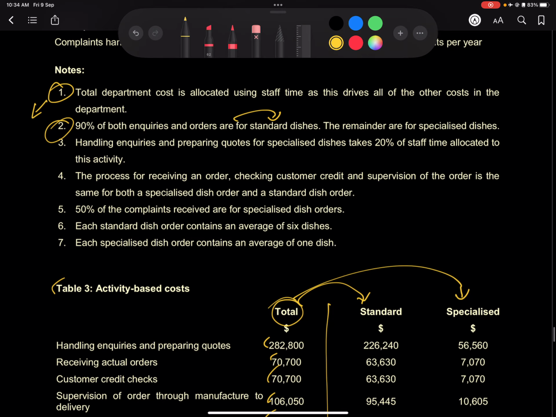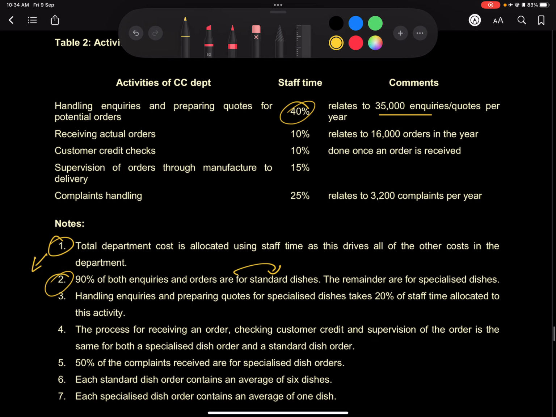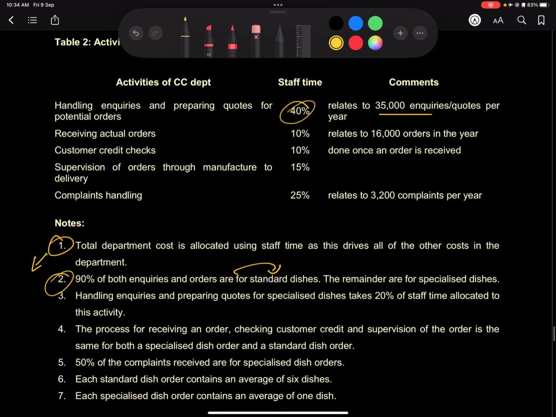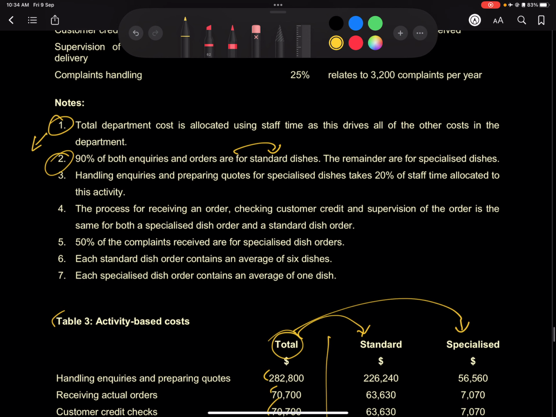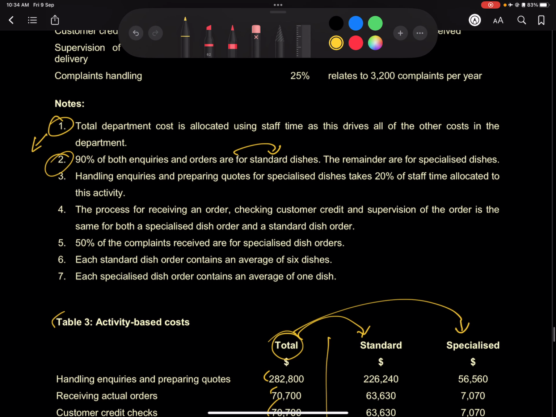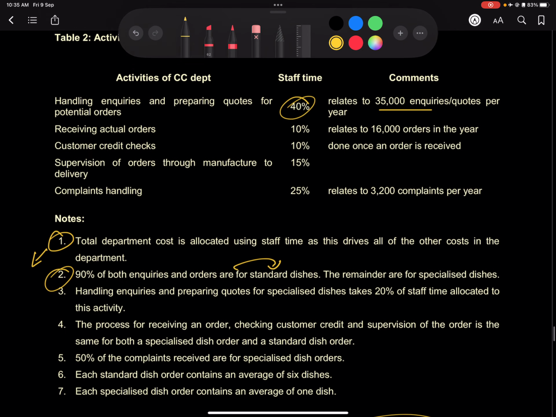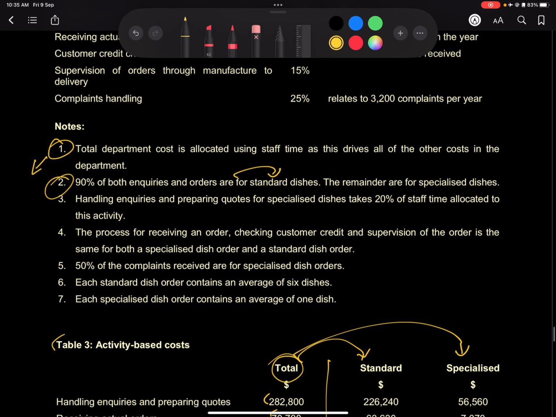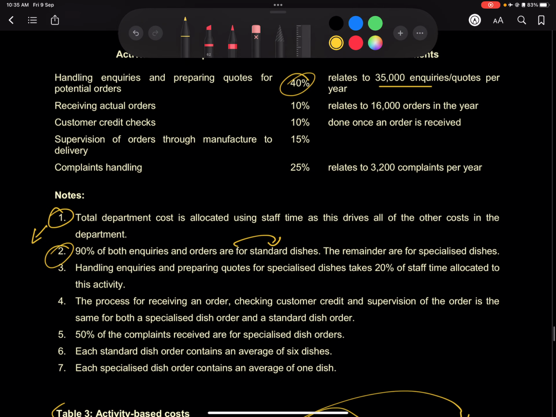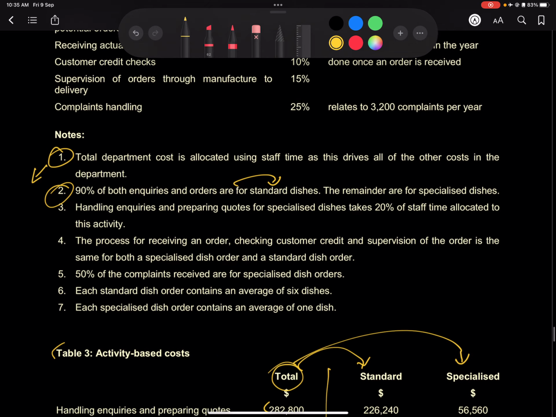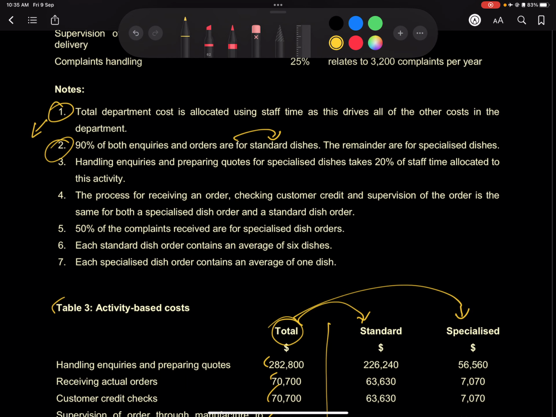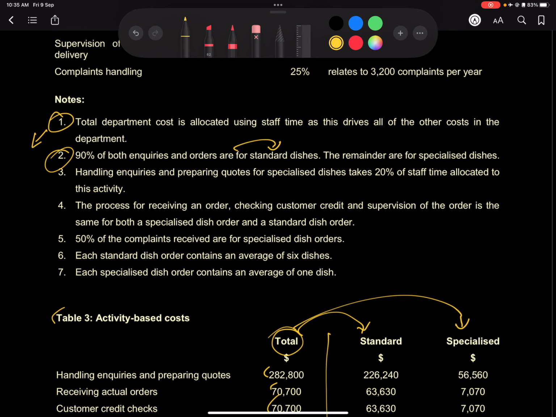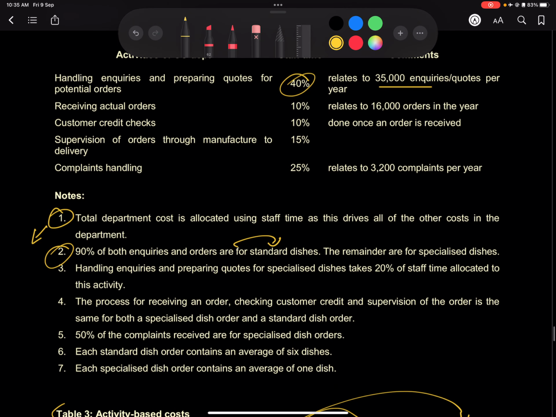Out of 40%, right? So I think you could have even done it this way: 0.4 into 0.9 times 707,000. You could have directly got, oops, that's not working. Why is that? 707,000 times 0.4 times 0.9. Just give me a second. Inquiries and orders. 240 divided by 282,800, right? Okay, right over here. So 90% of it is basically for inquiries and orders for standard, and the remainder are for specialized dishes.